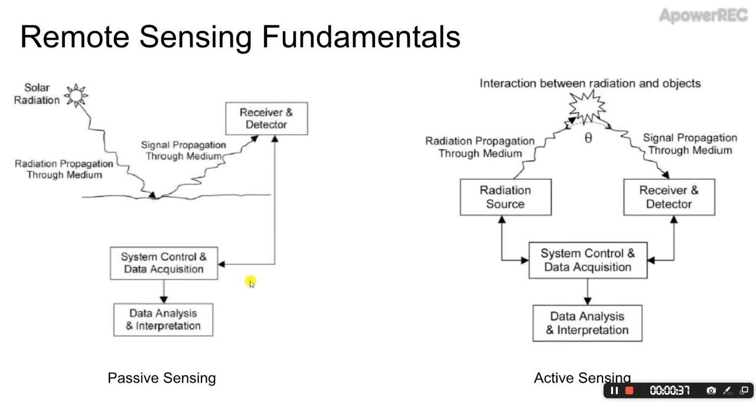With active sensing though, we have a generated radiation source, which instead of the sun could be a laser. It sends radiation through a medium, usually air or water, and then it interacts with the target of interest. The signal then propagates from the target and is received by our detector, and then again we can do data analytics and data interpretation.